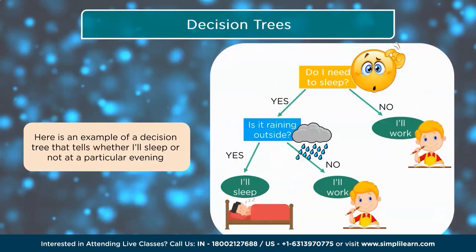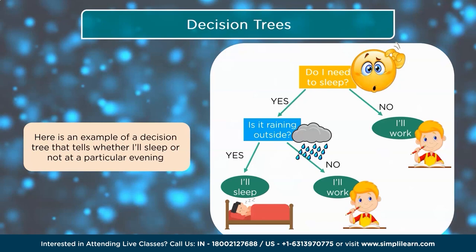Here's an example of a decision tree that tells whether I'll sleep or not at a particular evening. Mine would be depending on whether I have the news on or not. Do I need to sleep? No. Okay, I'll work. Yes. Is it raining outside? Yes, I'll sleep. No, I'll work. So I guess if it's not raining outside, it's harder to fall asleep where you have that nice rain coming in.